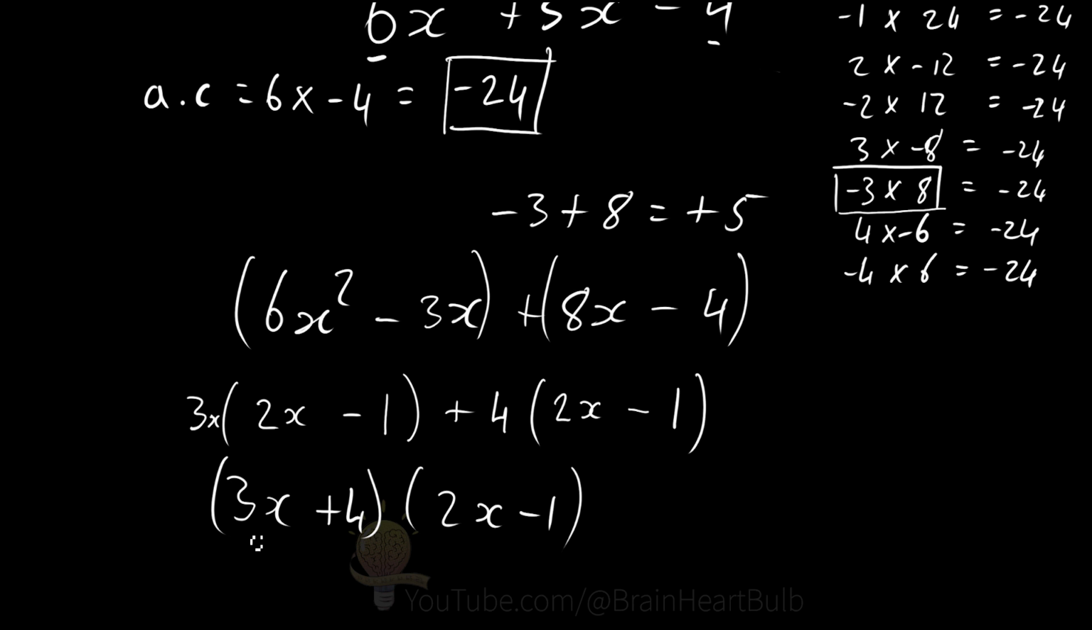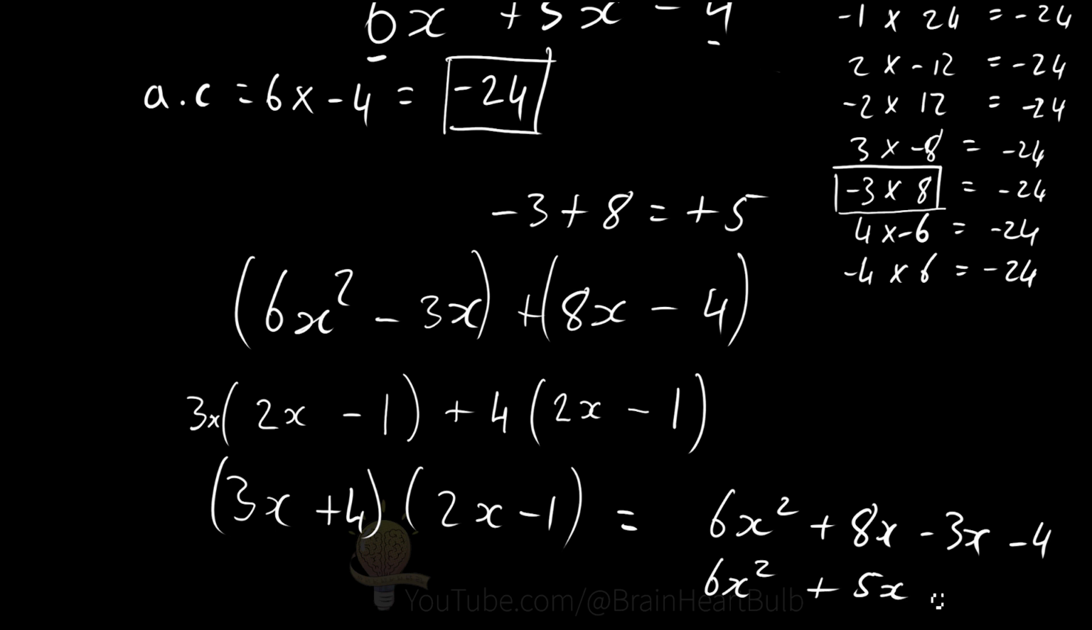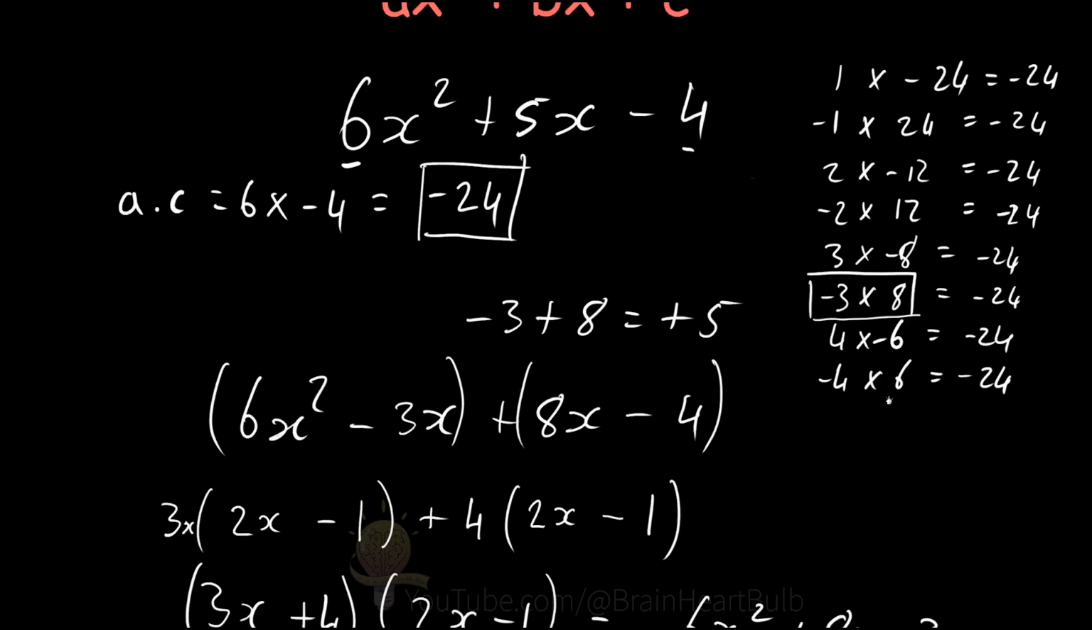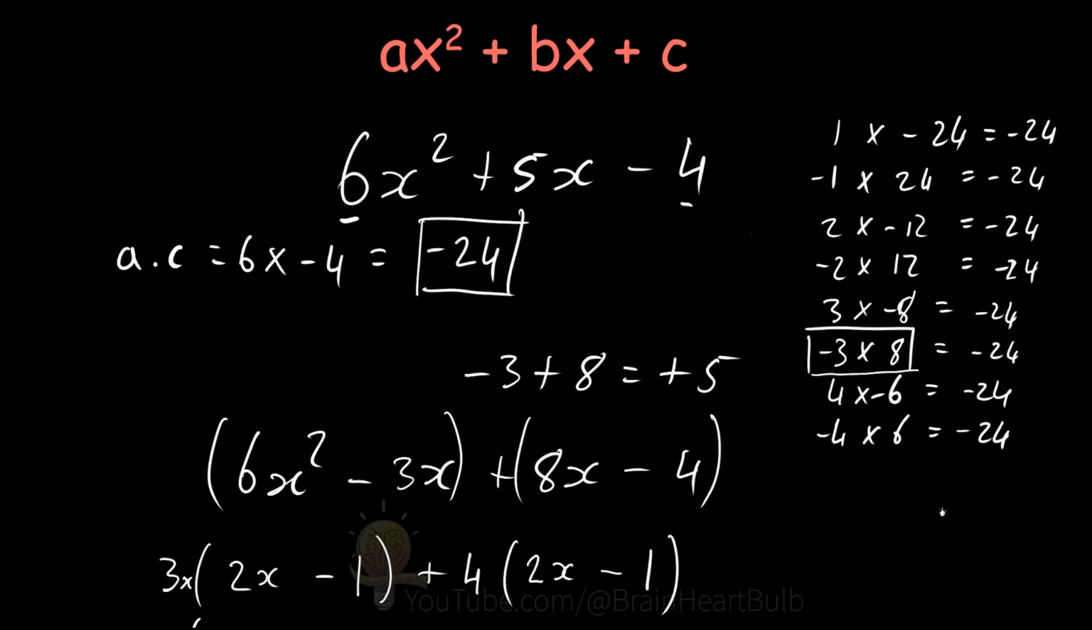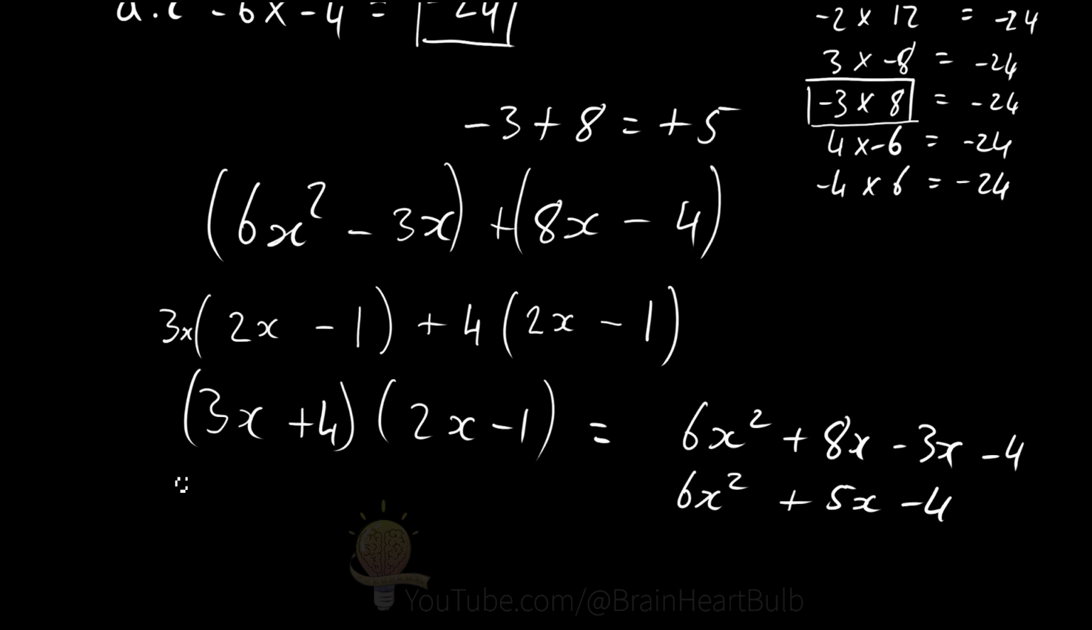And again, we can test this out by multiplying out the brackets. So 3x times 2x is 6x squared. 4 times 2x is 8x. Minus 1 times 3x, which is minus 3x, minus 4. And that is equal to 6x squared plus 5x minus 4, which is our original quadratic up here. So this is the correct solution.